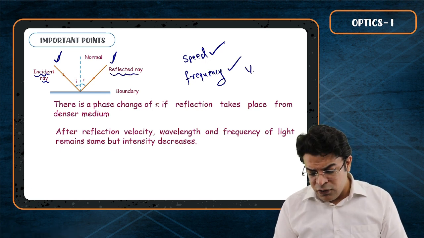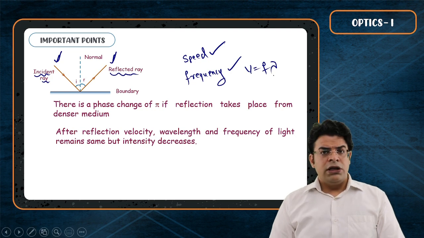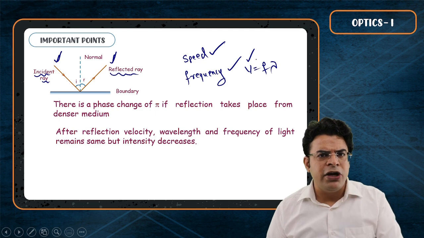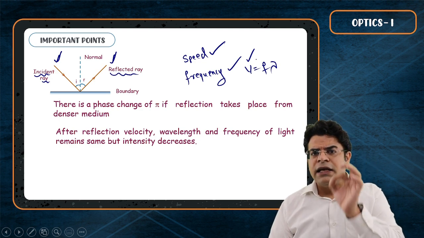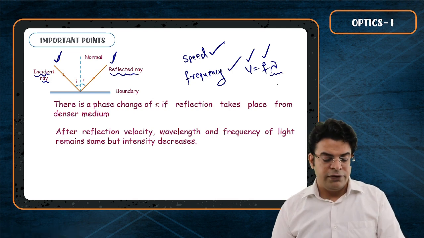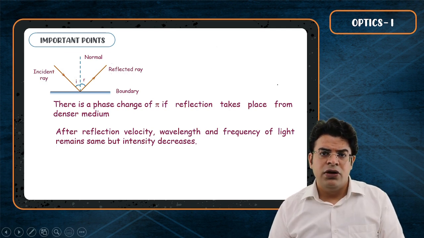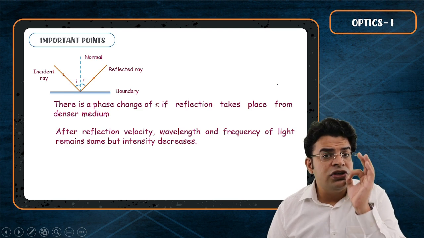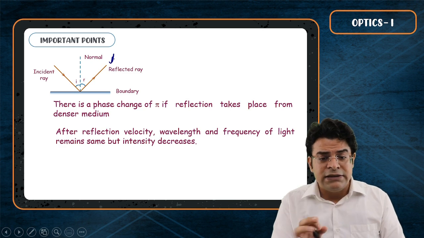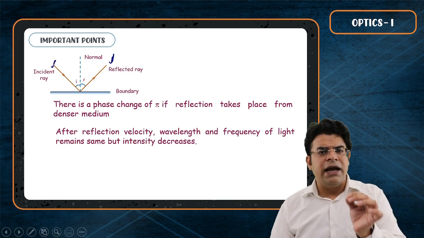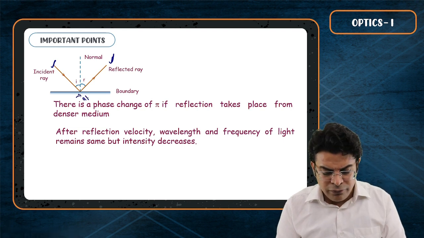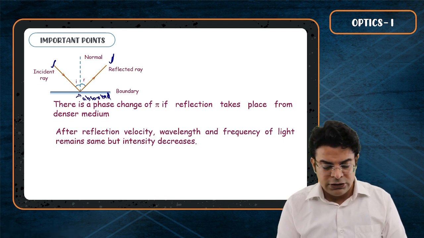And from v equals f lambda, since the reflected ray has the same velocity as the incident, as they are in the same medium, and the reflected ray has the same frequency as the incident, they are bound to have the same wavelength. So sir, what changes? What changes is the intensity, what changes is the amplitude. The amplitude of the reflected ray is less than the amplitude of the incident, given that some part of the electromagnetic radiation has been absorbed or has been transmitted.